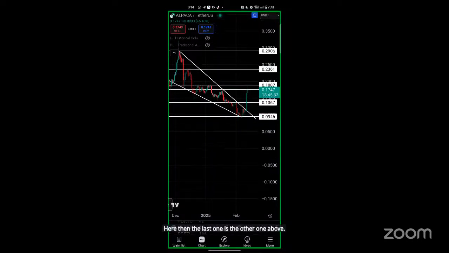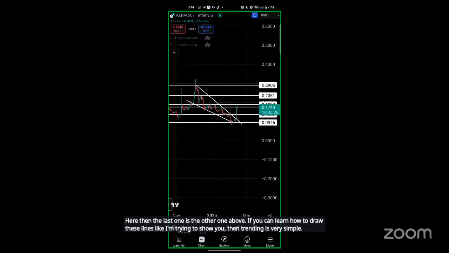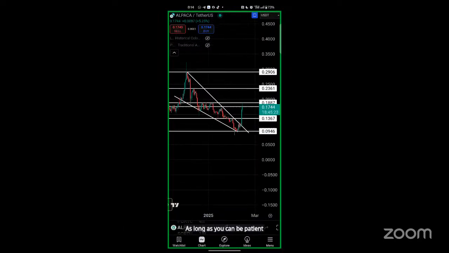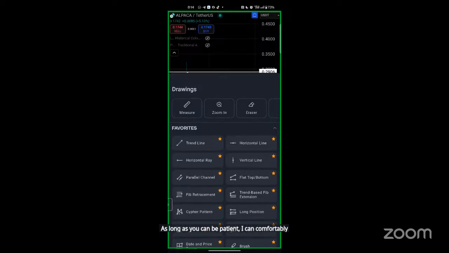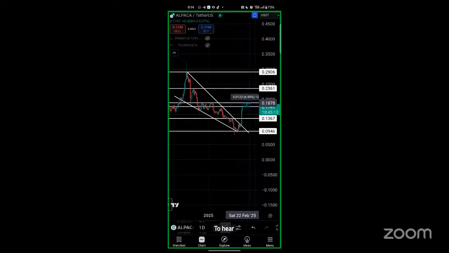If you can learn how to draw these lines like I'm trying to show you, then trading is very simple. As long as you can be patient, I can comfortably pick my pencil here and pick a price range. I don't need to be a scientist. I say from current price to here, 6%. From current price to here, 32%. From current price to here, 60%. As long as I can be patient, I will always take this money in my pocket.